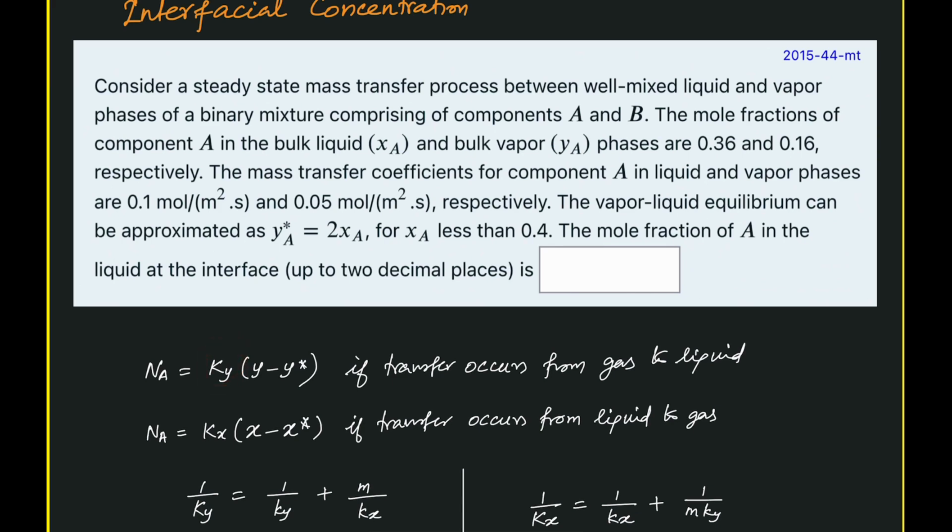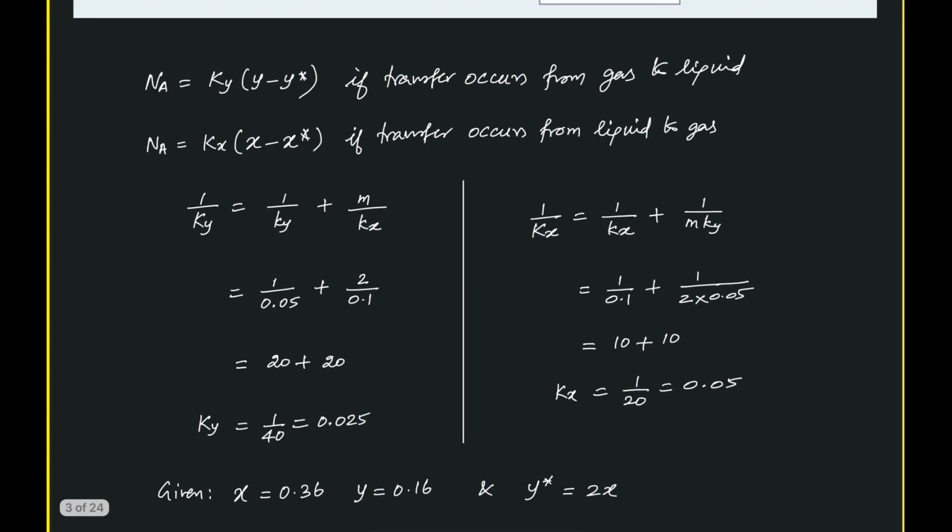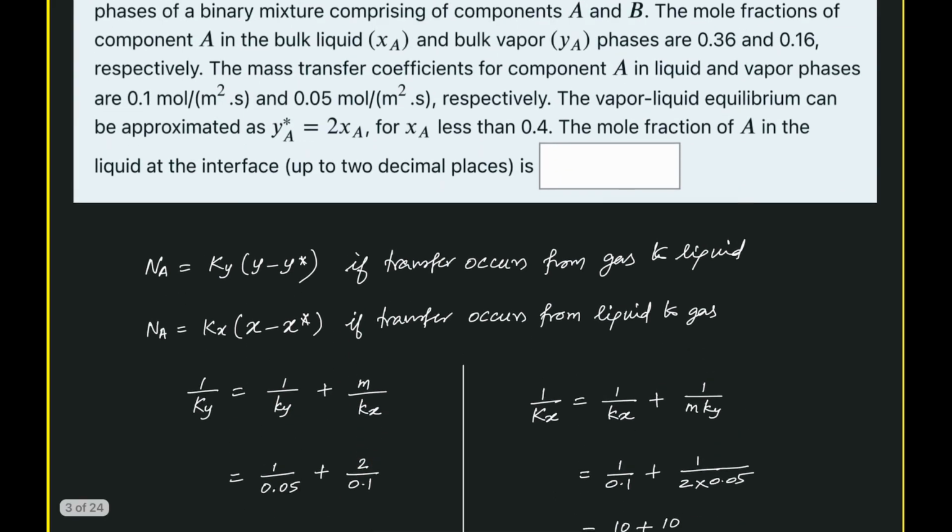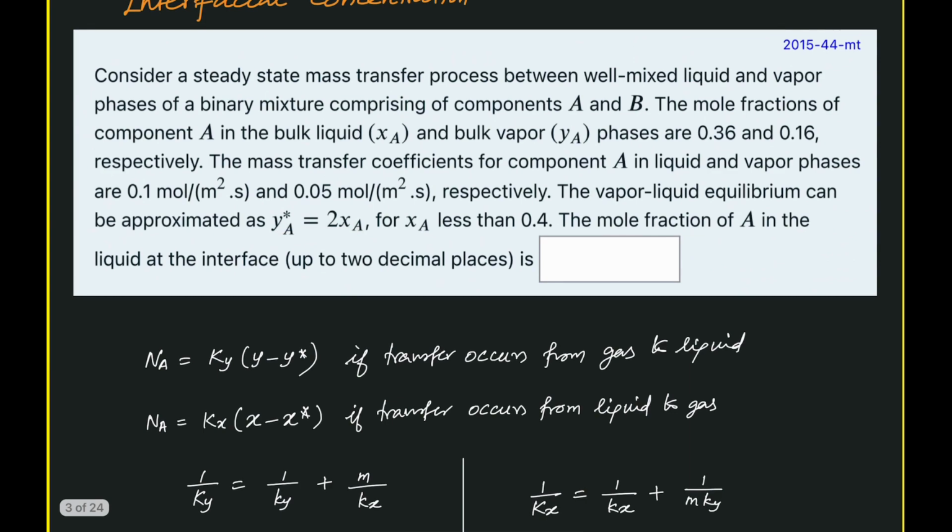based on the vapor phase mole fraction. Likewise, this is the overall mass transfer coefficient, whereas these are the individual mass transfer coefficients. Those values are available, so substituting them and the value of m. What is m? m is from y equal to 2x, the equilibrium relation. Here this m is 2.